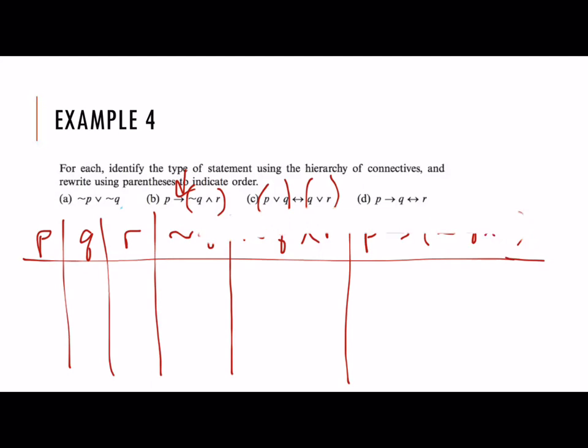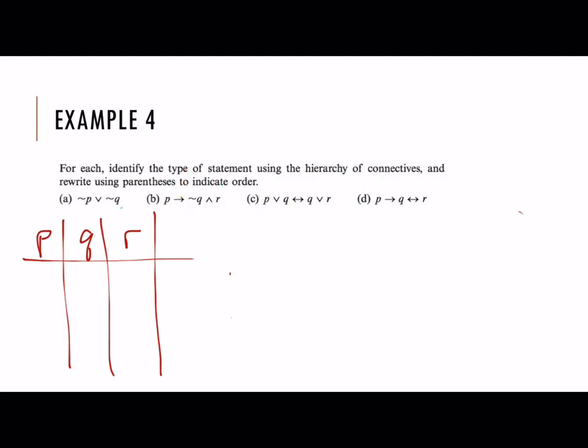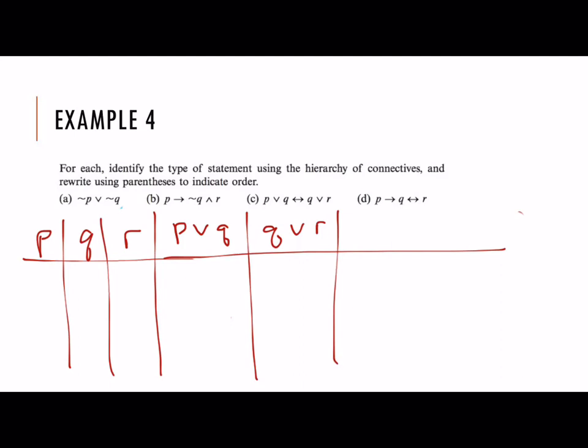All right, in part C, we would do columns for P, Q, and R. And then I would do the 2 or statements. So I would do P or Q, Q or R. And then I would do a column to deal with this biconditional. So I would do P or Q if and only if Q or R. In this one I would be using the basic table for biconditionals, and I would be referring back to these 2 columns.